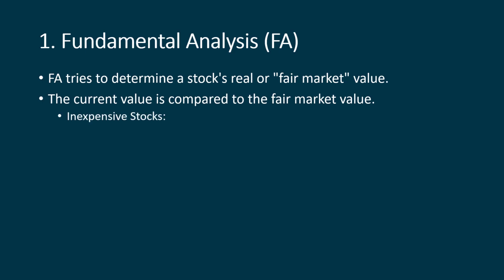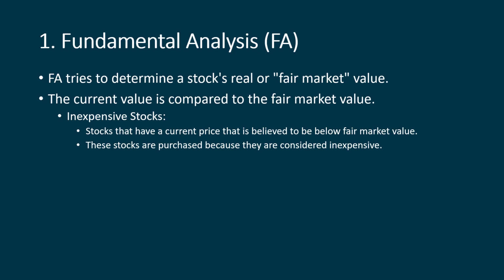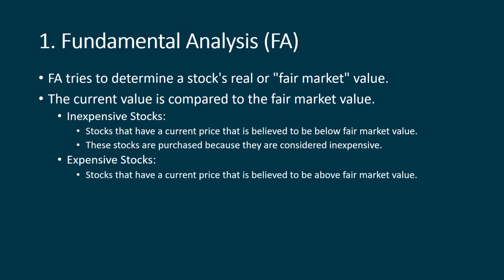We put stocks into 2 basic categories: expensive stocks and inexpensive stocks. To be an inexpensive stock, you look at the current price and you notice that it's below the price that you've determined that stock should be. So what you do is you buy those stocks because they are considered to be inexpensive. Then we look at stocks that have a current price that is believed to be above fair market value. These stocks are sold because they are considered expensive. So the idea is you buy it when it's inexpensive and then you sell it when it's considered to be expensive based on your analysis.